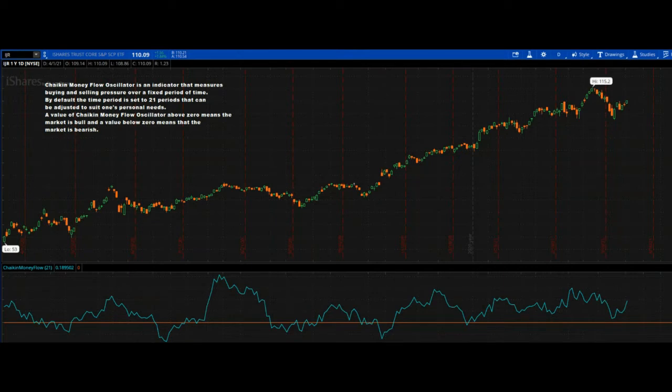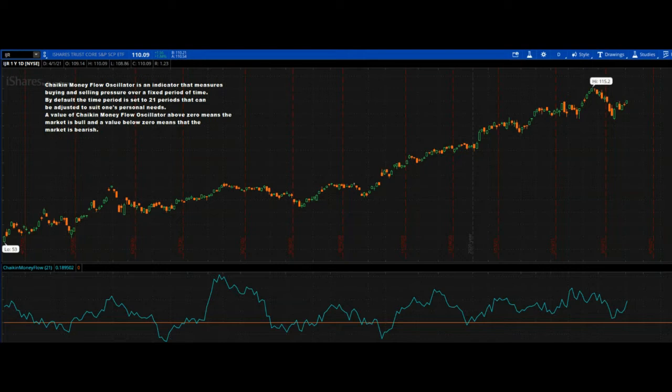Chaikin money flow oscillator is an indicator that measures buying and selling pressure over a fixed period of time. By default, the time period is set to 21 periods that can be adjusted to suit one's personal needs.